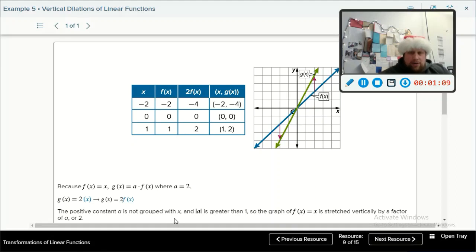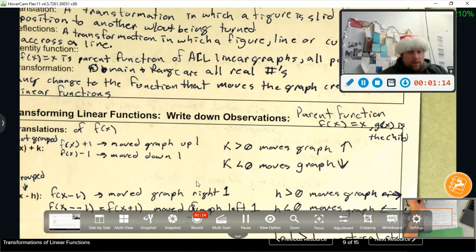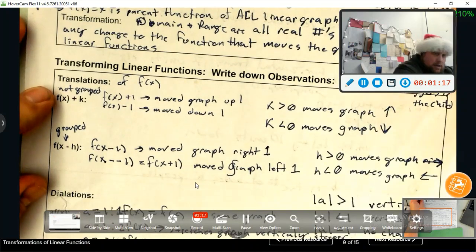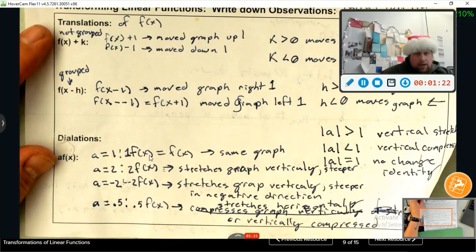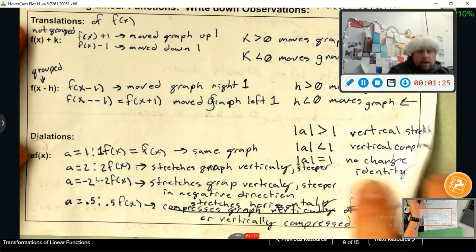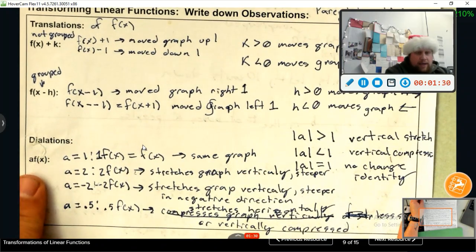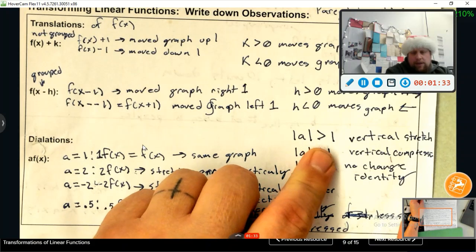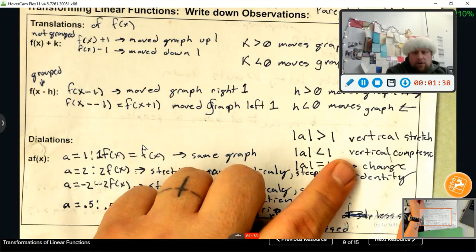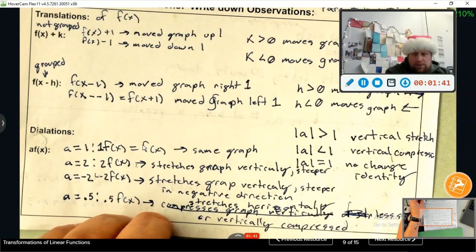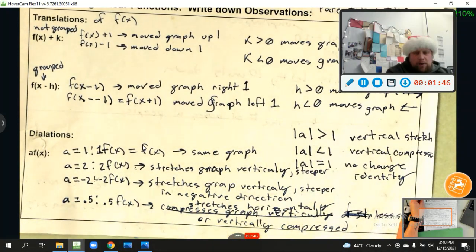If you remember yesterday, we actually had the notes right here, that's translations, there we go, dilations is down there. Remember, we already wrote this down. If you're multiplying, the big takeaway is whatever we're multiplying by. It's a times f of x. If the absolute value of a is greater than 1, it's going to be a vertical stretch. If it's less than 1, it's going to be a vertical compression or a horizontal stretch. If it's equal to 1, that's the identity. It doesn't change, because multiplying anything by 1 just keeps it the same.